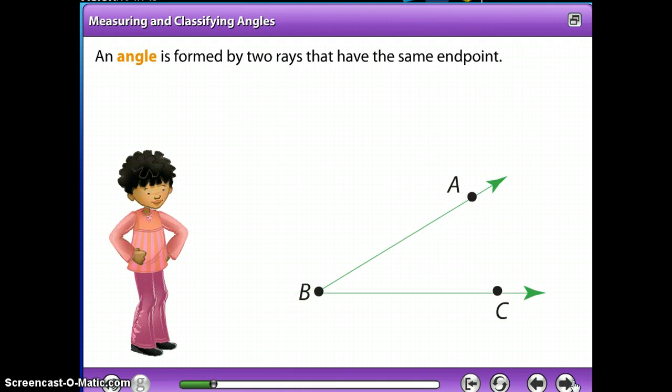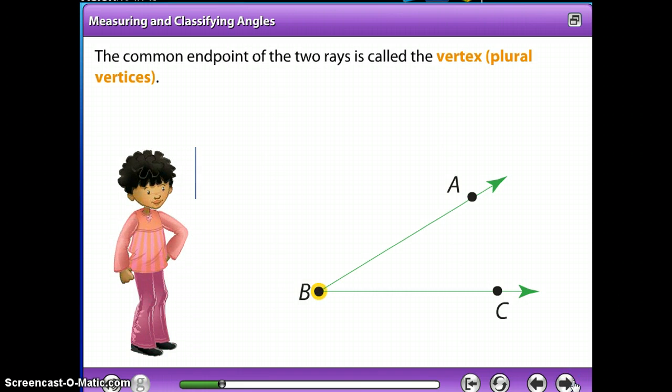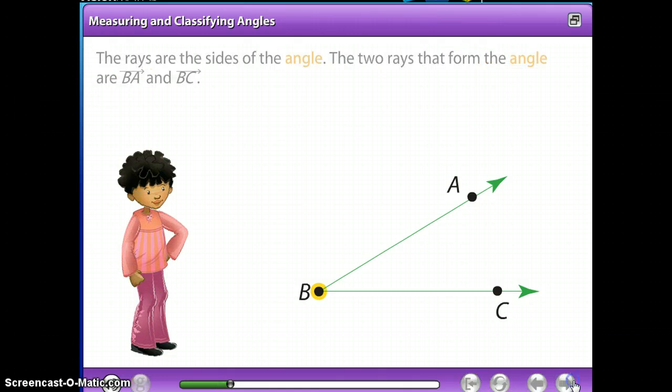An angle is formed by 2 rays that have the same endpoint. The common endpoint of the 2 rays is called the vertex, plural, vertices. The rays are the sides of the angle. The 2 rays that form the angle are ray BA and ray BC.